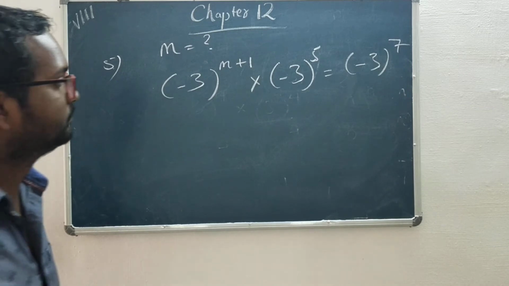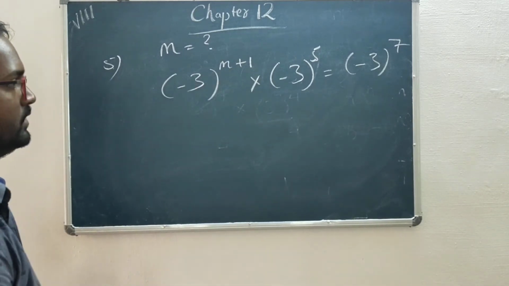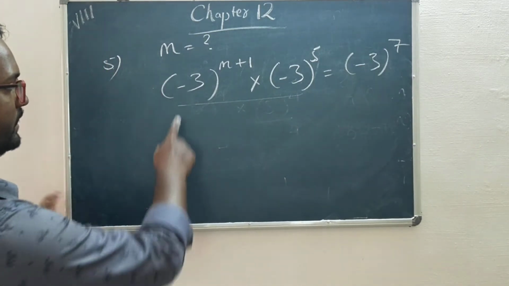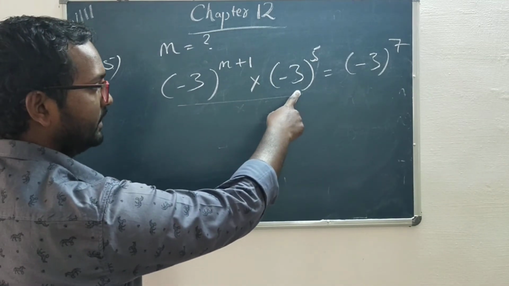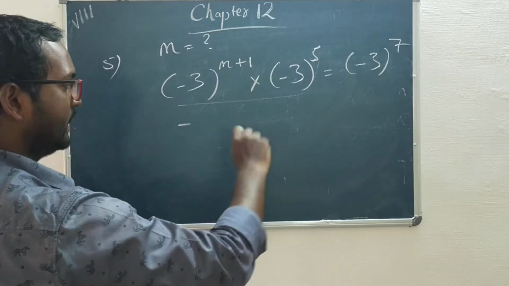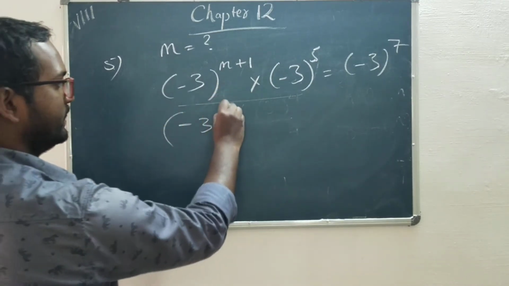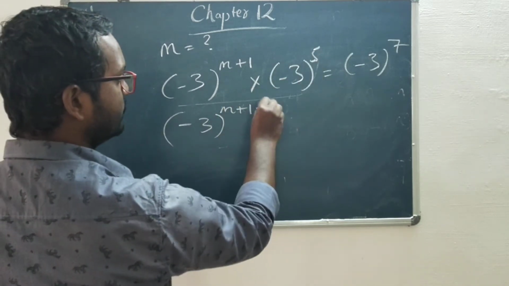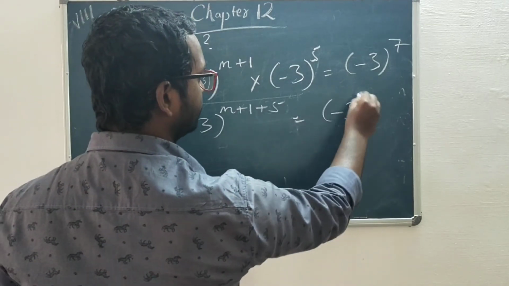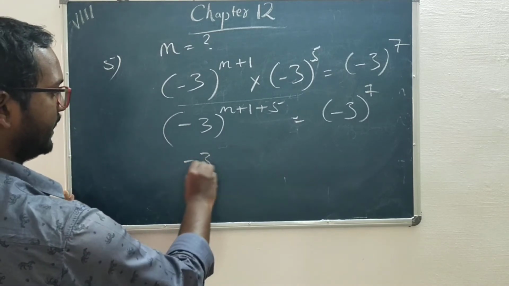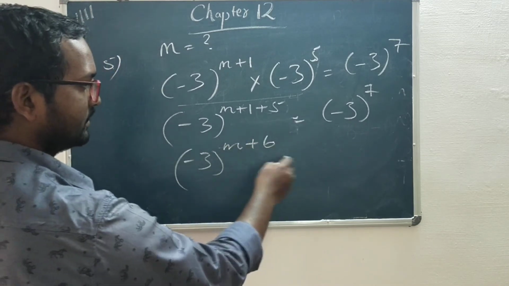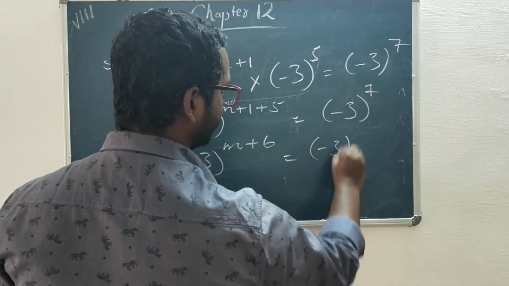Okay, now to solve this and find m, let us start with the left hand side. Here the base is minus 3, and here the base is minus 3. So when the base is the same, and the sign is multiplication, we have to add the powers. Here the power is m plus 1, here the power is 5. So add the powers: m plus 1 plus 5, and we get (minus 3) to the power m plus 6 is equal to (minus 3) power 7.